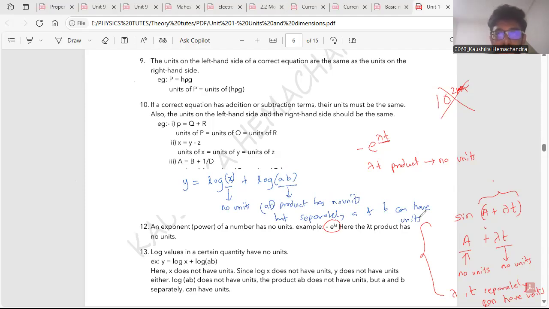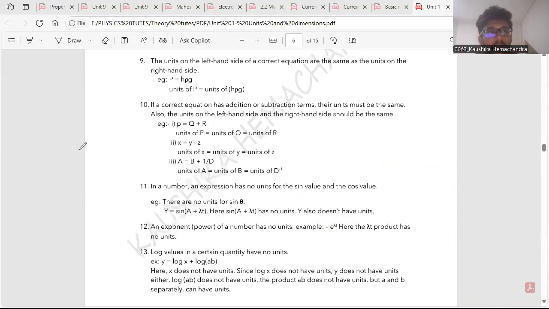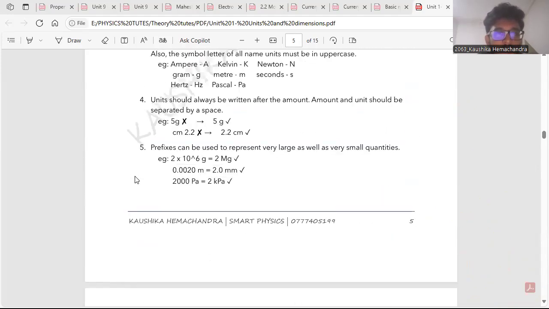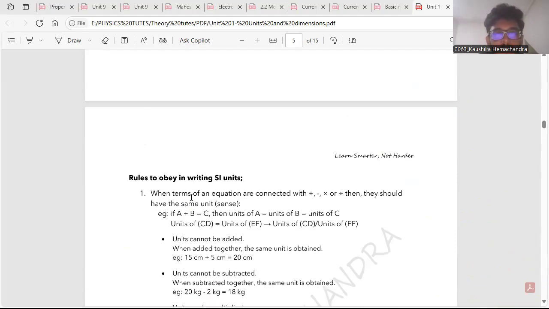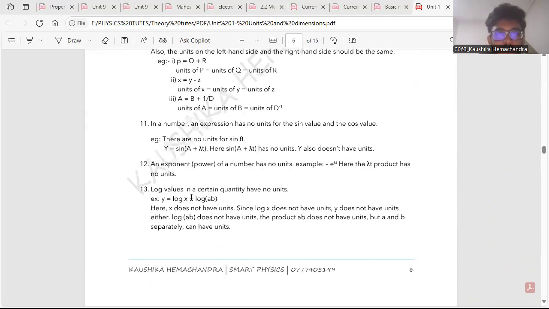Because log values cannot have units. How would we ever find log of 20 newtons? There's no log table for newtons. You only have log for numbers. So it has to be log 20. No units in that. Right? So those are the rules with which we write equations, write prefixes, and look for correctness of equations as well.